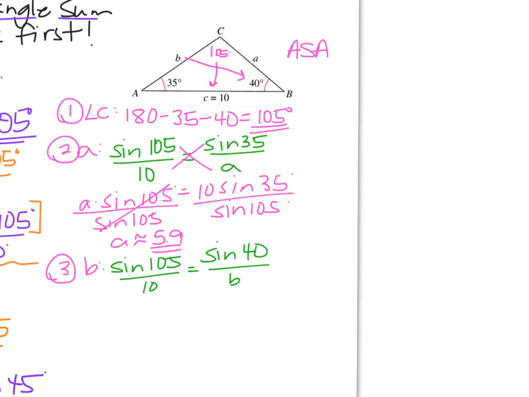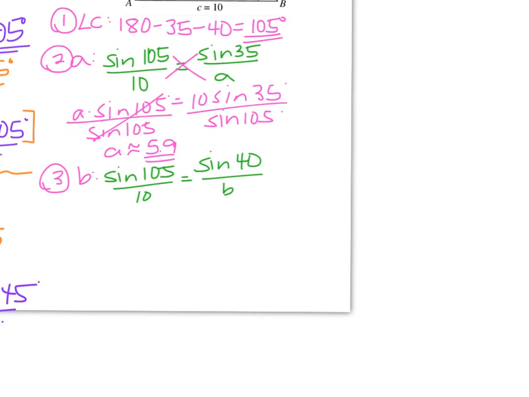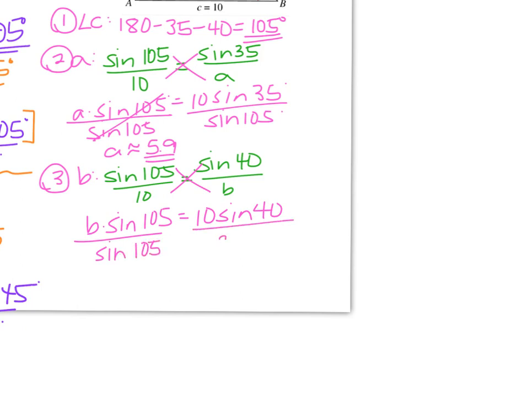I'm going to scroll up here now that I have that ratio written out. And then let's cross multiply one last time. And that solves this non-right triangle. B times sine 105 equals 10 times sine 40. Gets rid of our fraction. But then to get B by itself, we'll divide out that sine 105. And plug it all into your calculator.